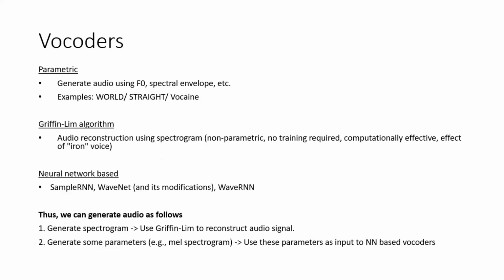In this case, you need to train only the model that generates the spectrogram, because Griffin-Lim doesn't require any parameter training. The second option is that you generate your spectrogram, or Mel spectrogram, and put it into a neural network-based vocoder. Actually, you put it into another neural network. And the thing is that neural network-based vocoders, in some models, can be trained separately.